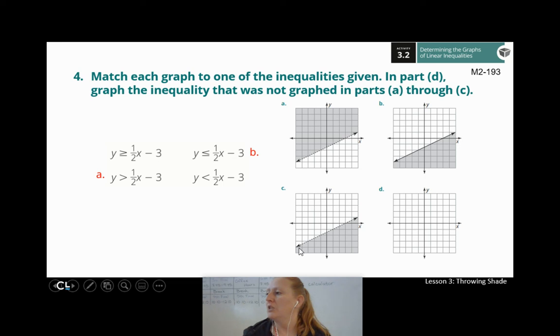Next up, we have C, which is a dashed line. Oh, it has to be this guy, right? It's a dashed line. It's shaded below. That's y is less than, which means this guy's going to have to be D, but we need to graph it. I know it's going to be a solid line, so I'm going to make my line. It's the same line as the others. It's just going to be a solid one now. And it says y is greater than or equal to, so that means I need to shade above. So I did. Yay.